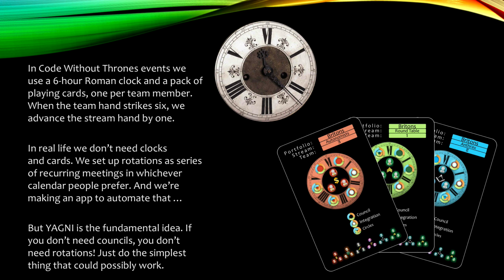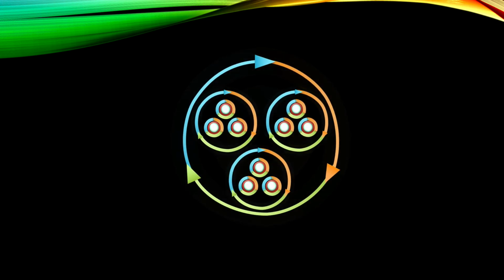In real life, we don't need clocks and cards. We set up rotations as series of recurring meetings in whichever calendar people prefer. And we're making an app to automate the setup. But YAGNI is the fundamental. If you don't need councils, you don't need rotations. Just do the simplest thing that could possibly work.